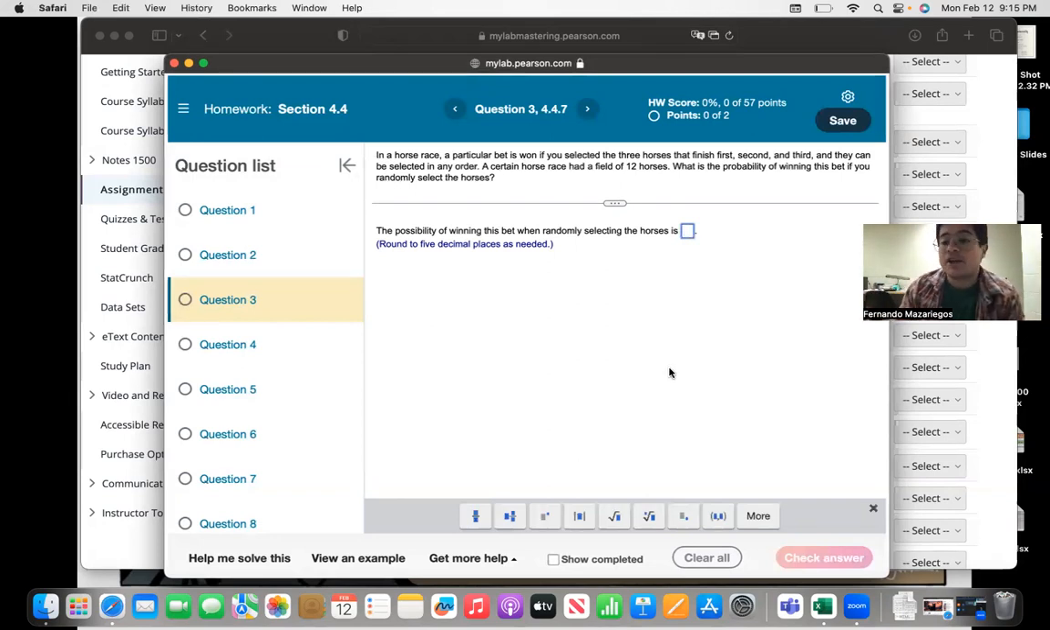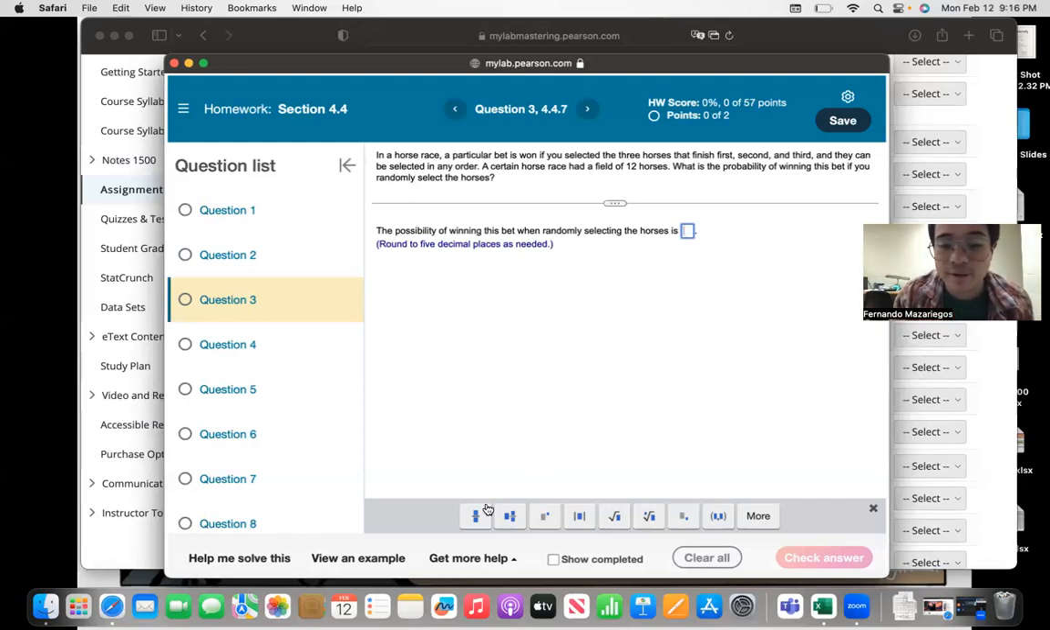So this is a permutation. How do we know this? Because first of all, it is without replacement. How do we know that this is without replacement? Because the same horse cannot be first and second at the same time. So if we already select a horse to be first, we cannot select that horse to be second. So it is without replacement. And the order matters, because it's not the same that our horse wins first place than if it wins third place. So order matters, and this is without replacement, so this is a permutation.